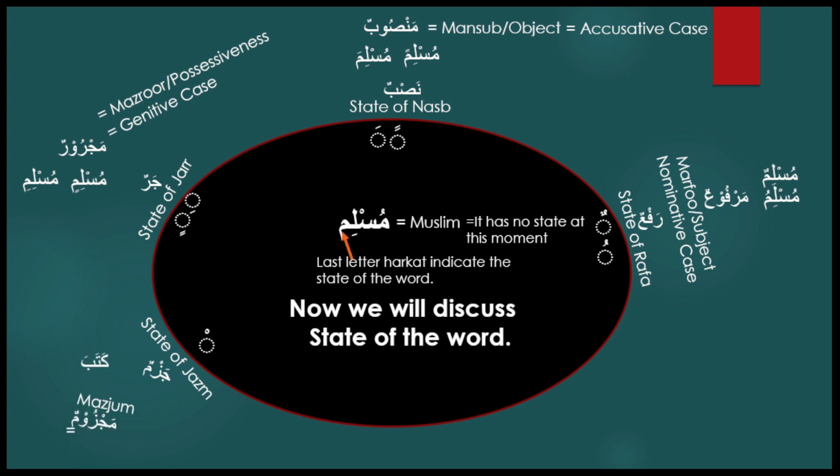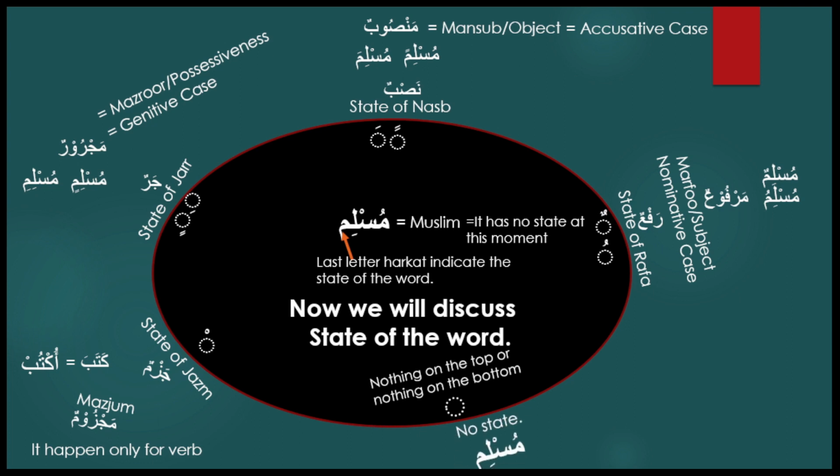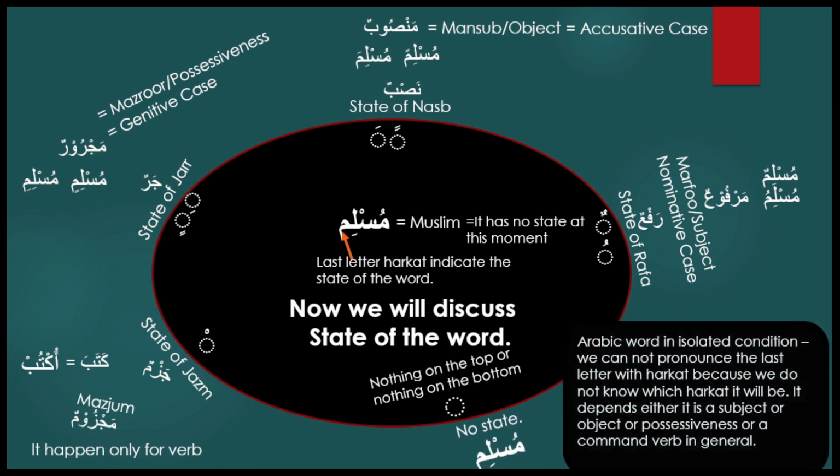Like from kataba, it could be translated to uktub, where the last letter has sukun. This happens only for the verb, so we will discuss it later. It can also take nothing on top. In that case, it has no state, like Muslim. So in Arabic, in an isolated condition, the word has no state. The word has a state only when it needs to enter into a sentence.